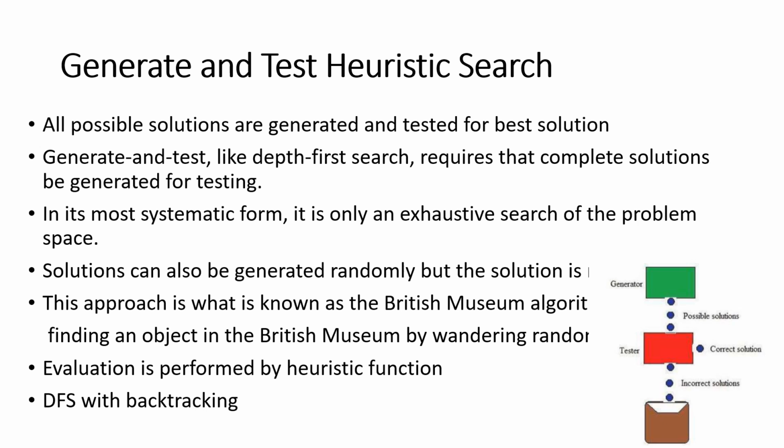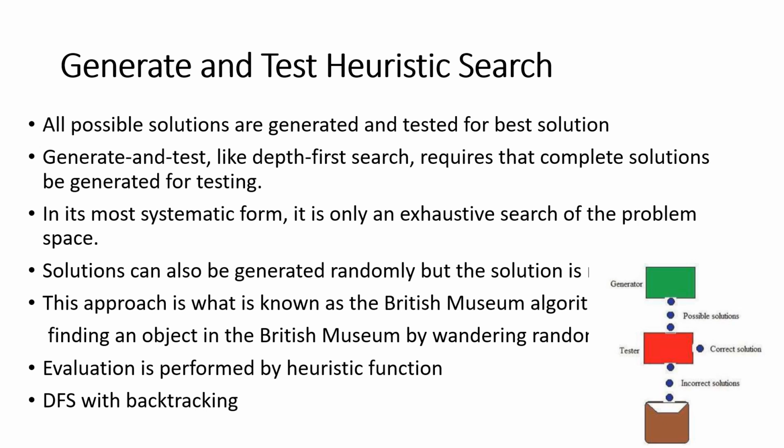Generate and test is one of the simplest problem solving strategies in AI. First, the algorithm generates possible solutions. Then it tests each solution to see if it meets the goal state. It keeps doing the same thing until the best or correct solution is found. The solution must be complete before testing, and partial solutions are not tested.